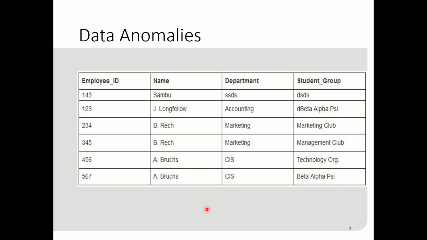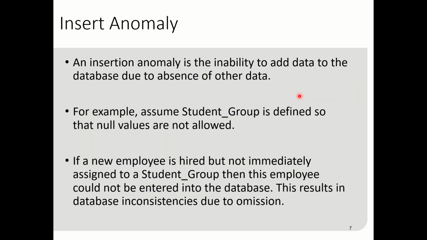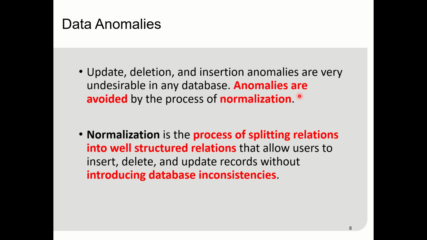So when you look at this, say if you're deleting one particular thing, or if you're updating, or if you're inserting something, all this can cause data anomalies. So you can have update anomalies, you can have delete anomalies, you can have insert anomalies. So all this will create inconsistencies or redundant data, or data integrity issues which can happen in the whole database.